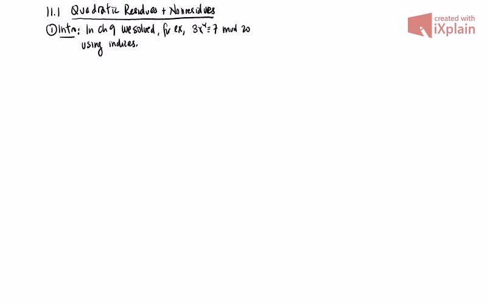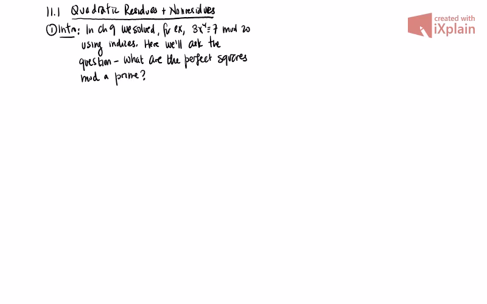So in this section we want to look at a much more specific question. So here we'll look at the following. Over here, let's say we'll ask the question, what are the perfect squares mod a prime? So for example, something like mod 7, what are the perfect squares?